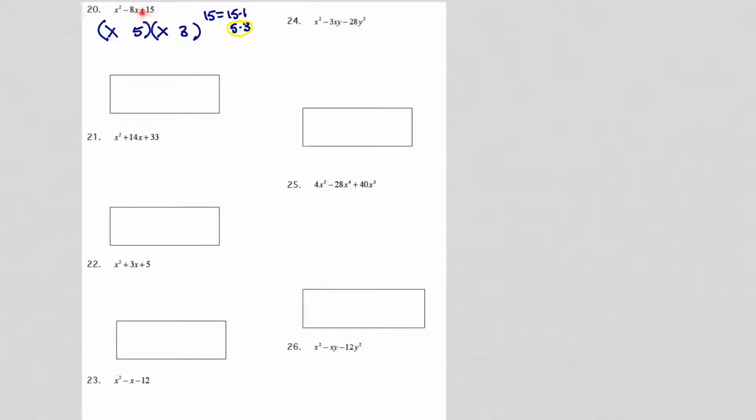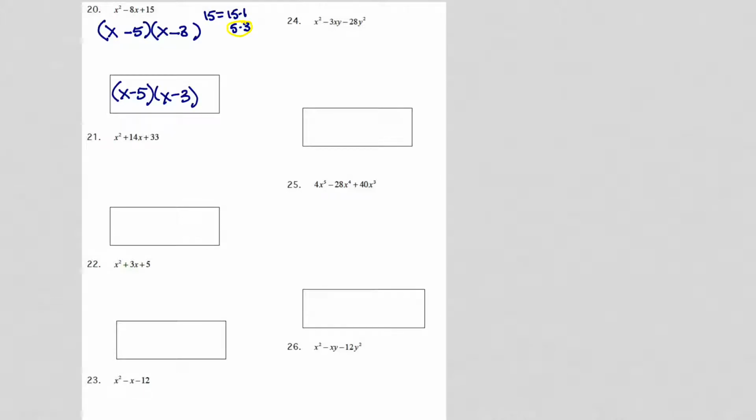And we notice that the 15 is positive. So these two numbers, when multiplied, must have the same sign. And that sign is going to be that middle minus sign. So we're going to state now that the factored form is x minus 5 and x minus 3.